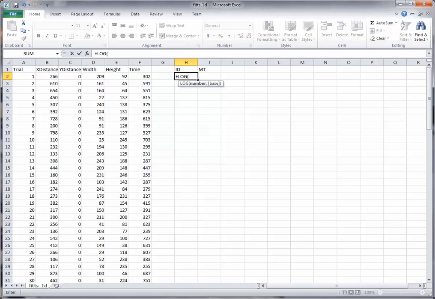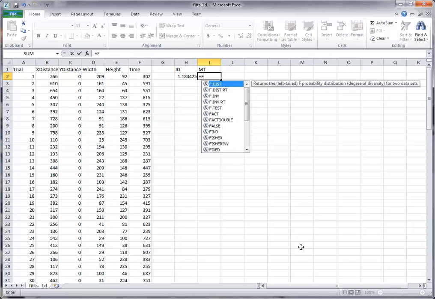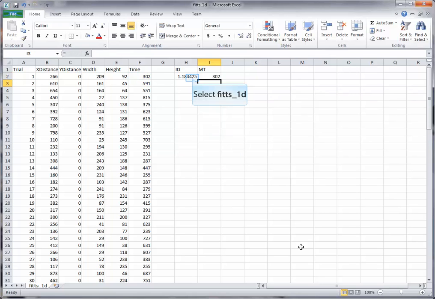So it's distance, which is in the B column. We're on row 2, so B2, divided by the target size, which in 1D is just the width, so that's D2. Then I'm going to add 1 to it. I want to take the log base 2. So that's it. Excuse me, we have the index of difficulty. The movement time's just already there for us in column F. We're on row 2, so we want F2.